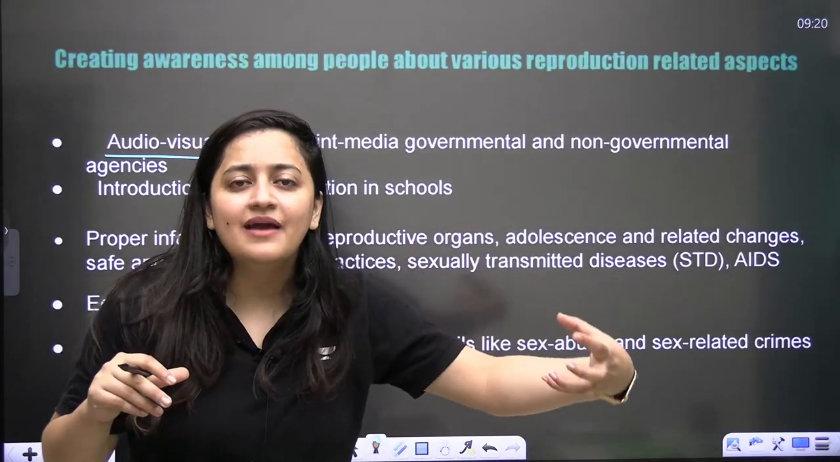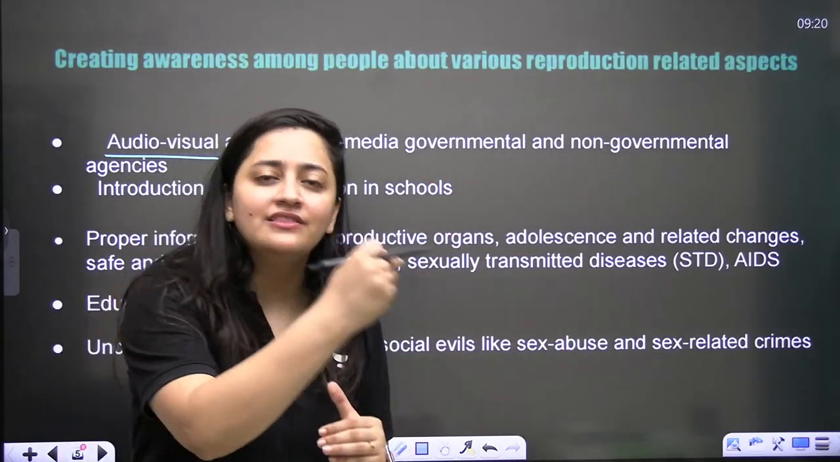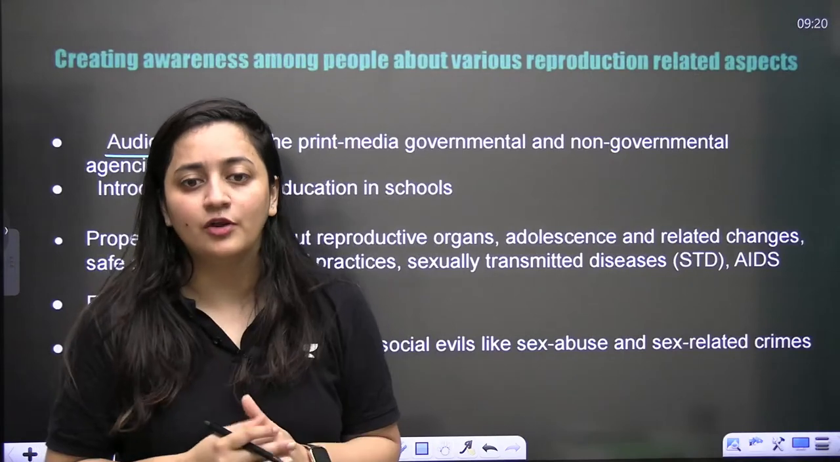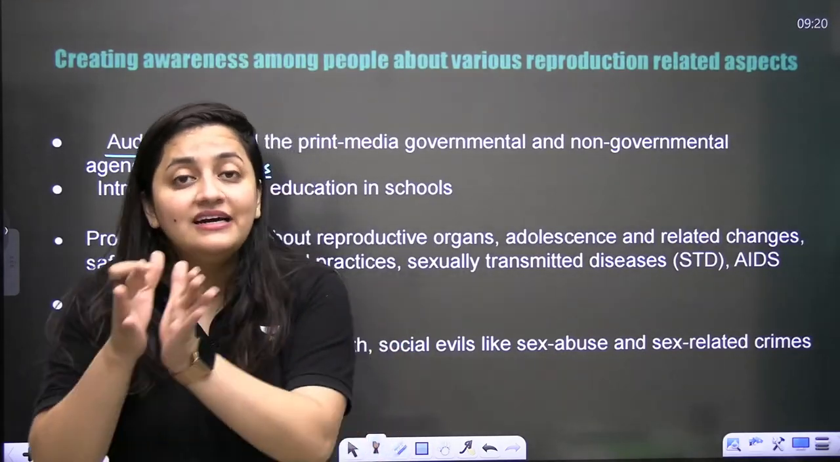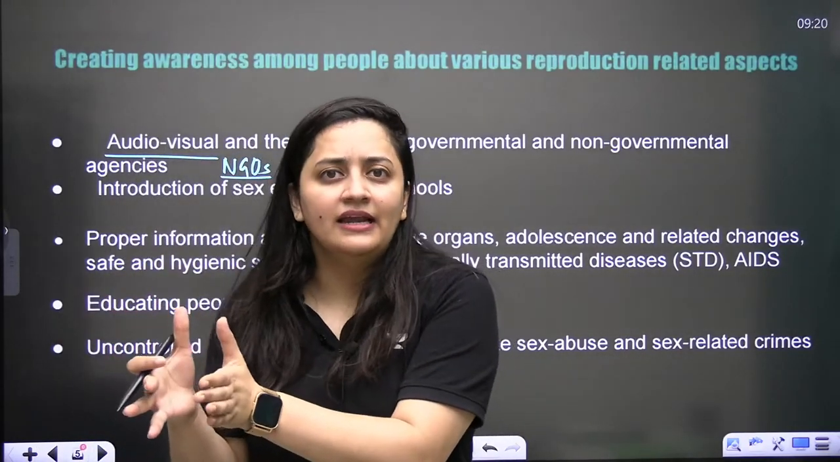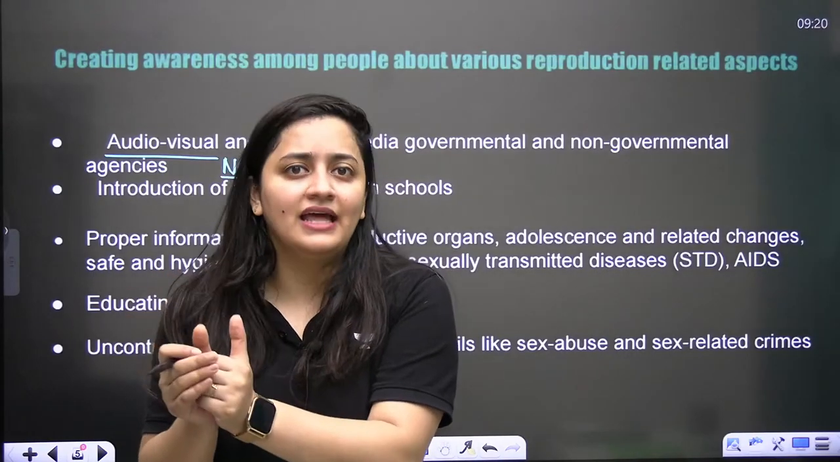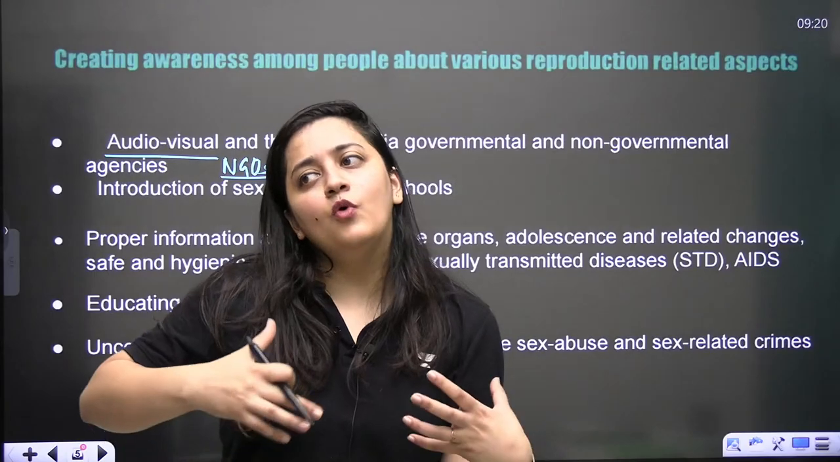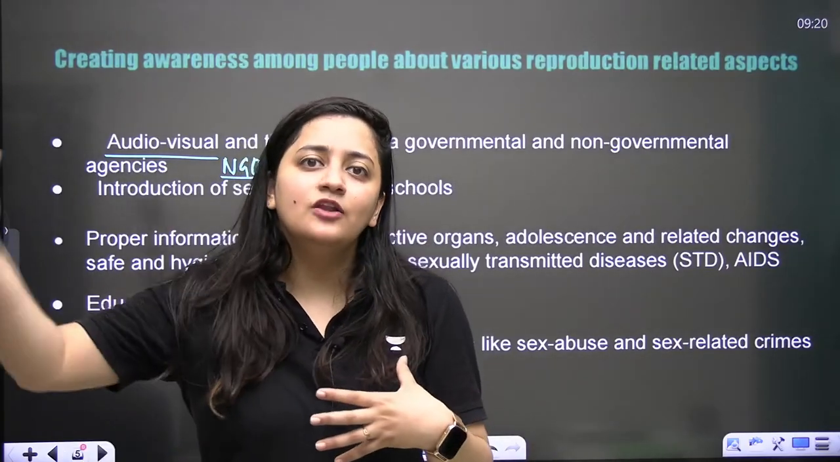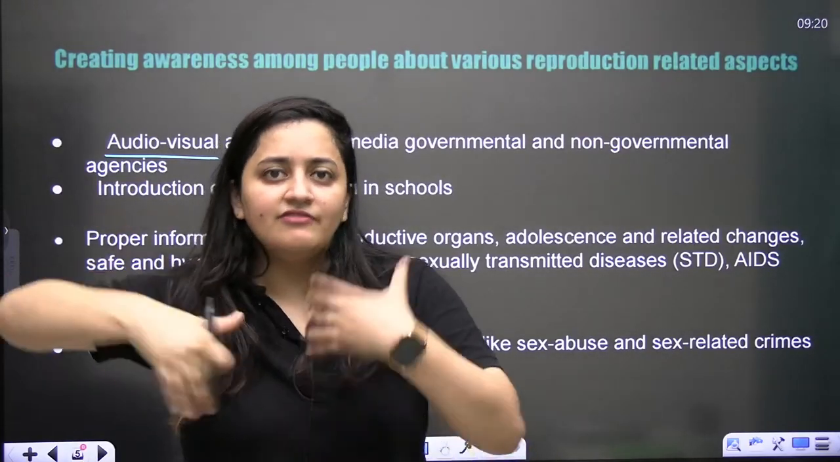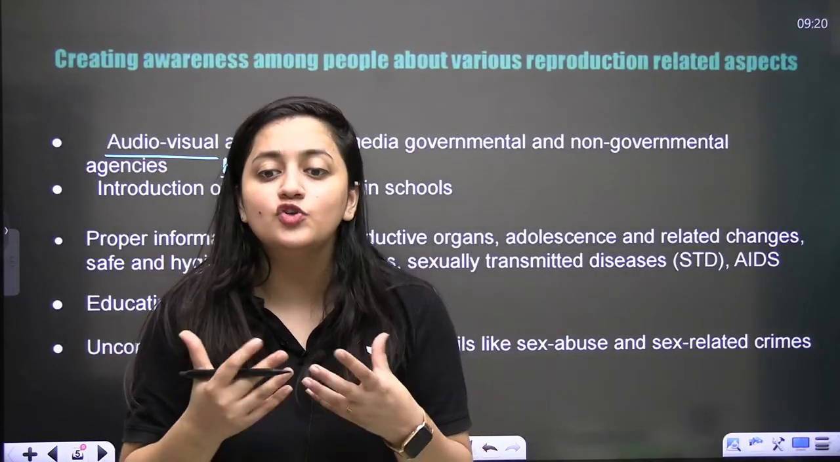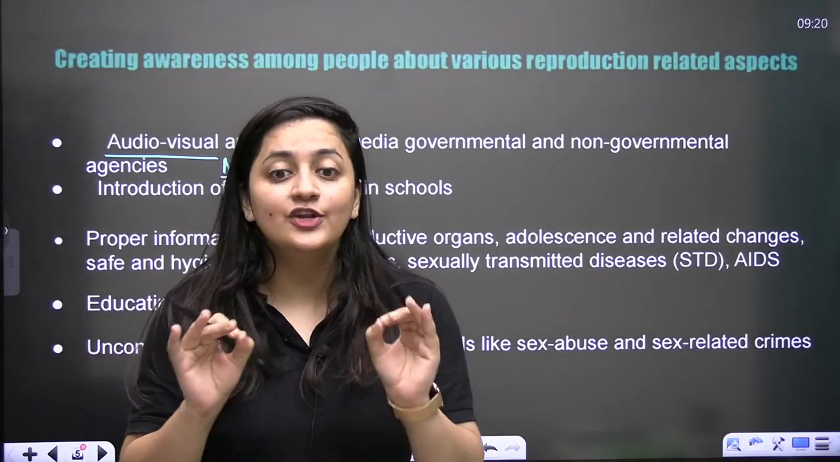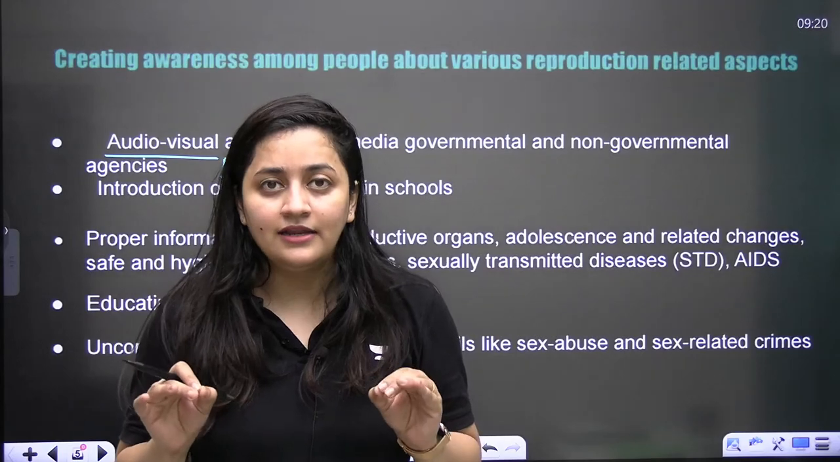They start various campaigns to guide people, especially in the village areas where people are not aware of it, where they don't know. Because earlier it was the mentality, and still many people have the same mentality, that if we have more children, then obviously they'll earn money, and we'll have a better life. But it is not like that. It is literally not like that. You know that, right?